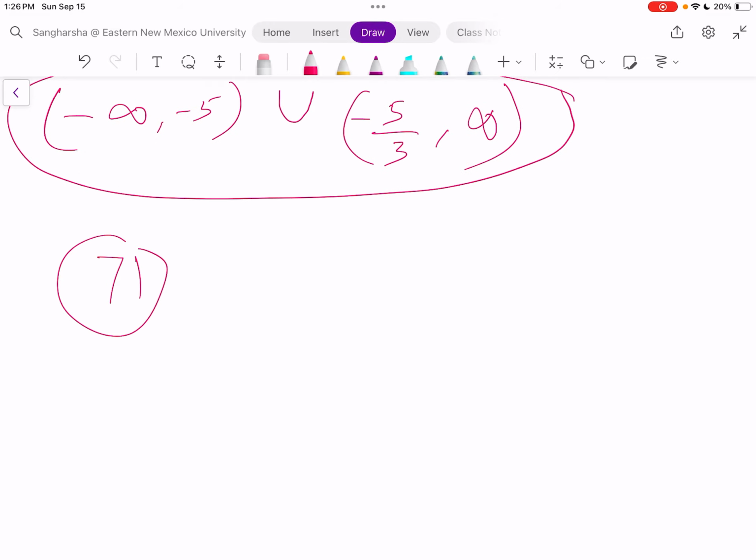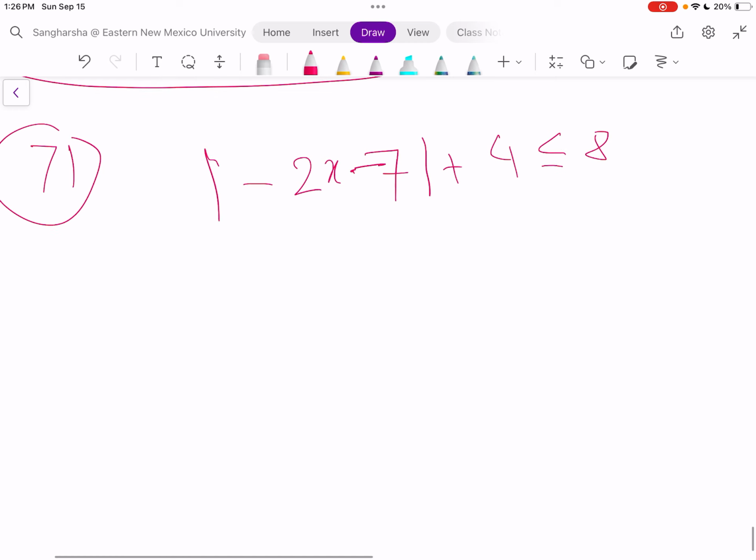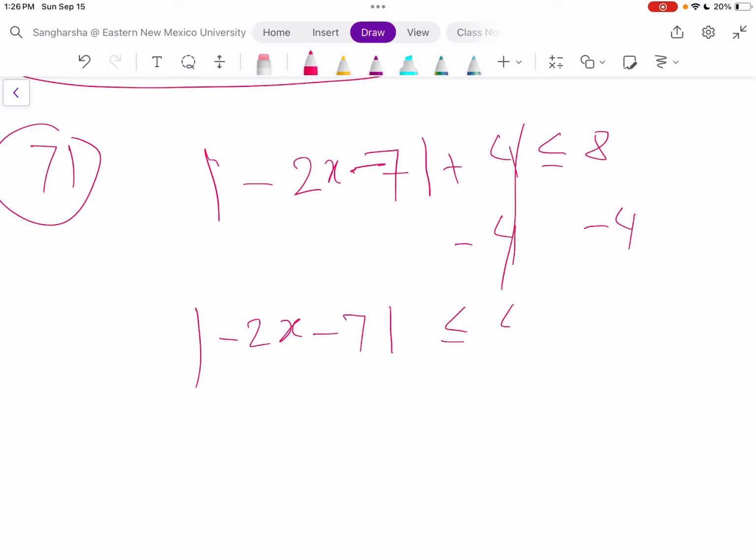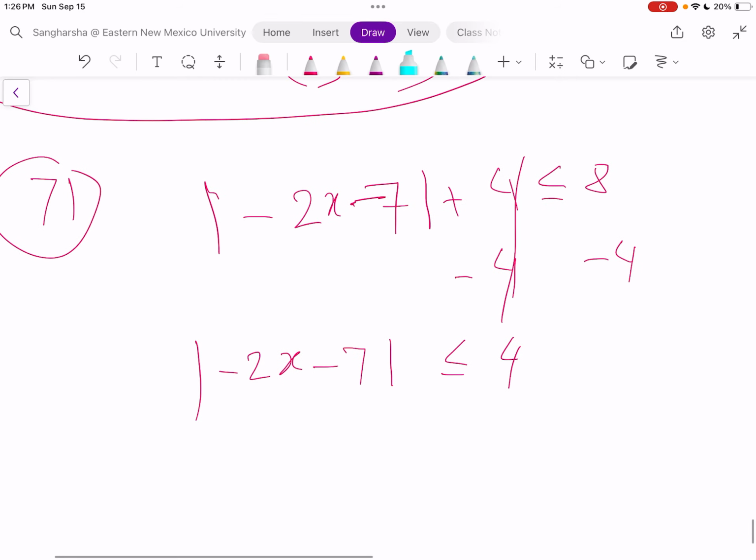In number 71 we have an absolute value inequality: the absolute value of negative 2x minus 7, plus 4, is less than or equal to 8. So let's get rid of the positive 4 by subtracting 4. We have the absolute value of negative 2x minus 7 less than or equal to 4. Now if we go back, this is the absolute value inequality.